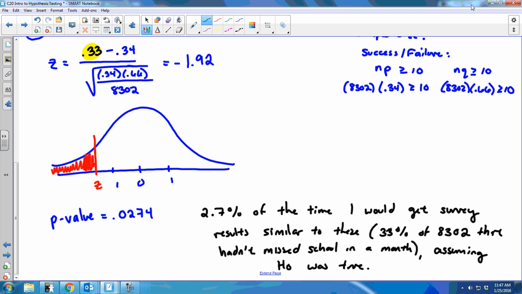All right, so I gave you a threshold last week for what was a high p-value, what was a low p-value, right? So what was that threshold? 0.05. So is my p-value high or low?